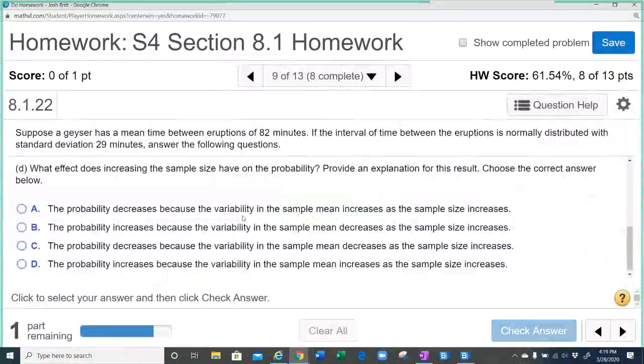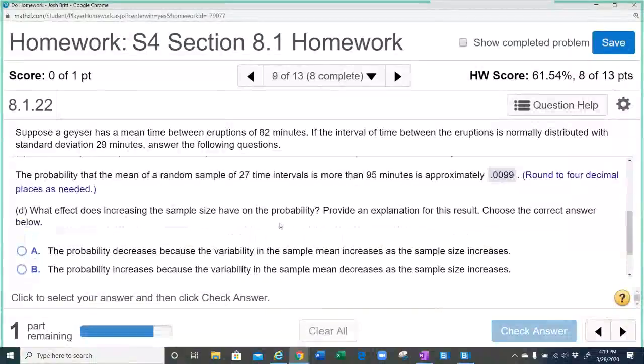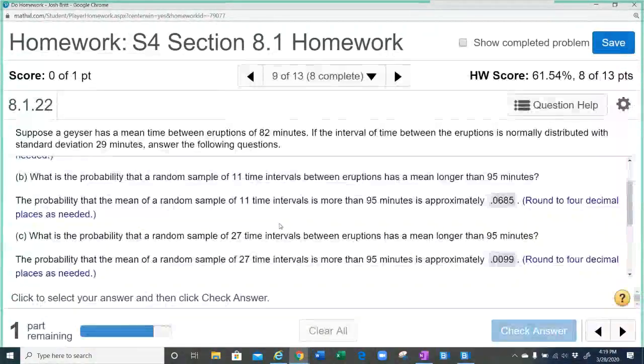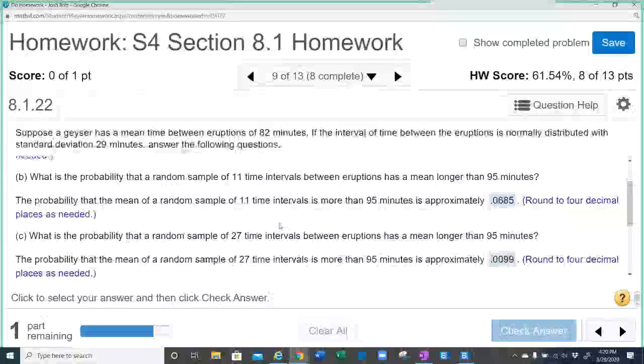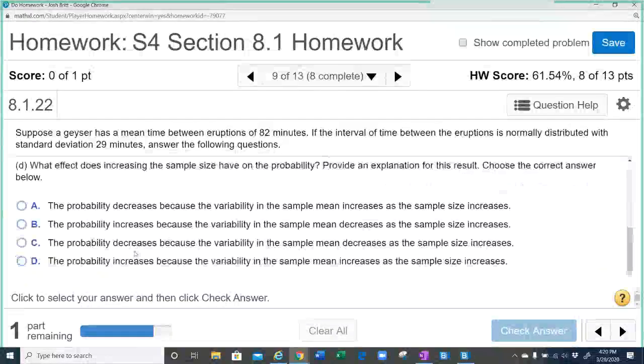Okay, so again, let's kind of analyze this. What effect does increasing sample size have on probability? So we increased sample size. We had a sample size of 11, and the probability was 0685. And then we went to a sample size of 27, and the probability went to 0099. So we increase sample size, probability decreases. So probability decreases as the sample size increases.